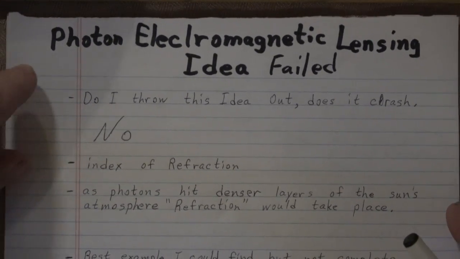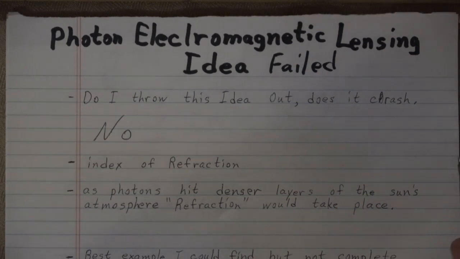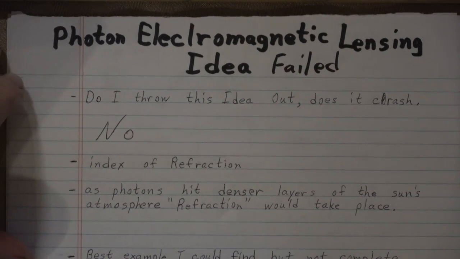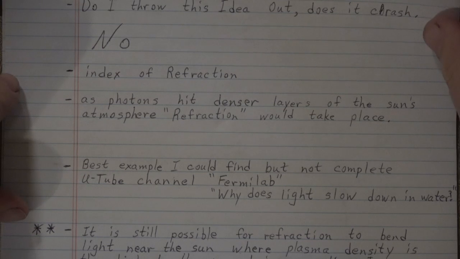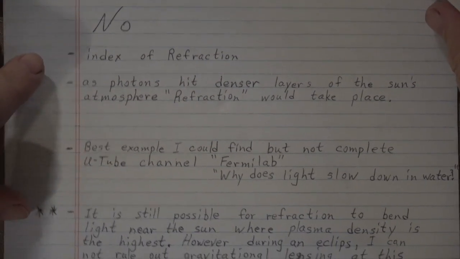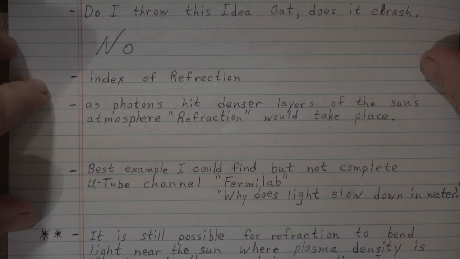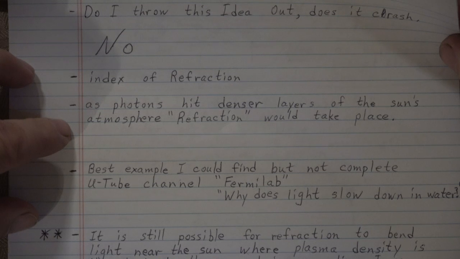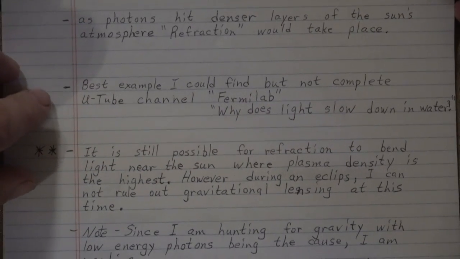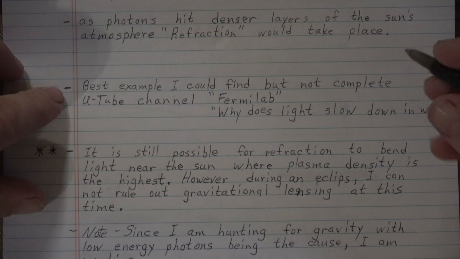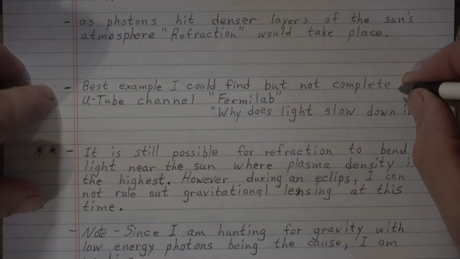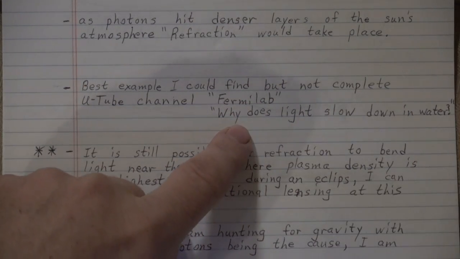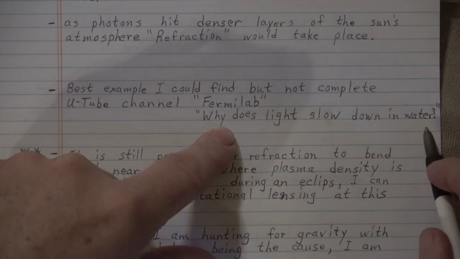Moving on. Even though photon electromagnetic lensing idea failed, I'm still not throwing this thing out. And the reason why is index of refraction. As photons hit denser layers of the sun's atmosphere, refraction would take place. That's pretty much a given. Best example I could find, but it was not a complete example, was on the YouTube channel Fermilab, and it was under why does light slow down in water.